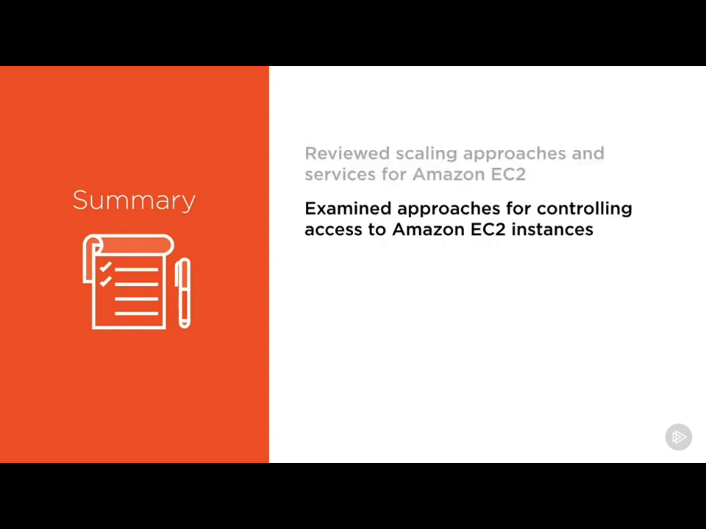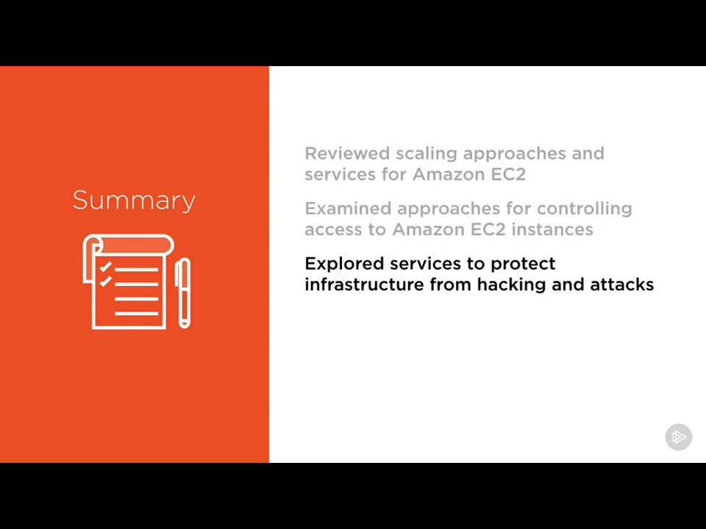We then examined approaches for controlling access to Amazon EC2 instances, and we talked about ways that you could leverage security groups, network ACLs, and AWS VPN. We then explored services to protect our infrastructure from hacking and attacks. So we looked at services like Shield and Macie and Inspector.